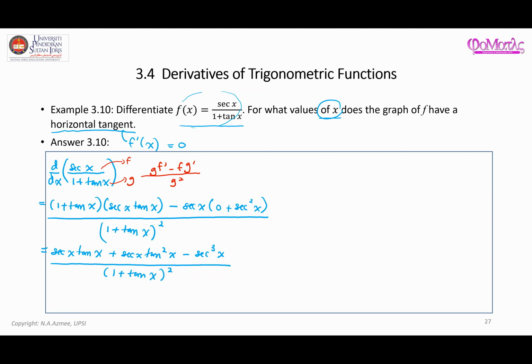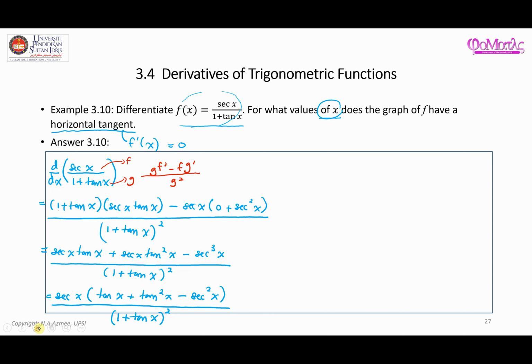Well, it doesn't look any simpler, so maybe what we can do is try to factor out secant of x and see how that looks. Yep, so factor out secant of x, and here we get tangent of x plus tangent squared x minus secant squared x over 1 plus tangent of x squared.